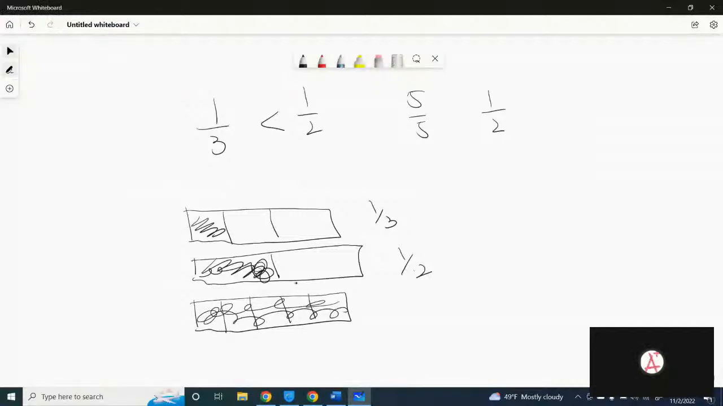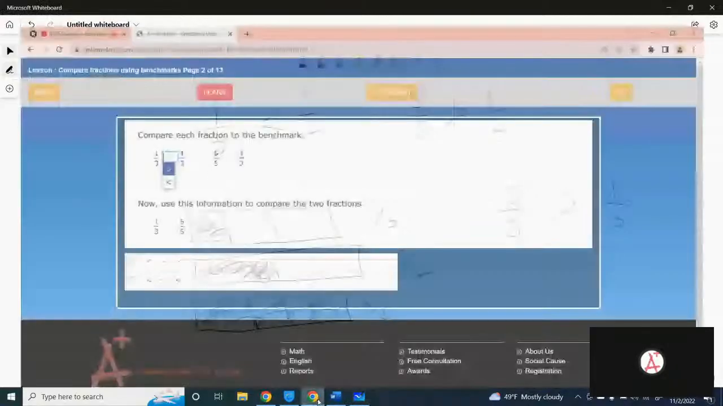Okay. 5 over 5 is greater than 1 by 2 or less than 1 by 2? 5 by 5 is greater than 1 by 2. Got it? So if you compare both the fractions 5 by 5 and 1 by 3, then 5 by 5 is greater than 1 by 3. Got it? So it would be less, greater, greater.